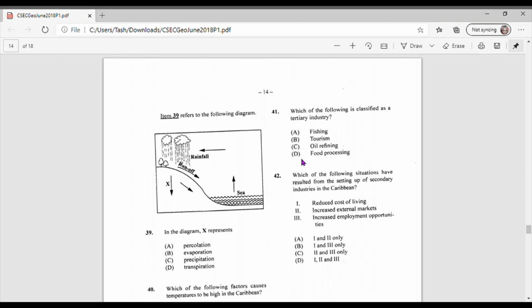Number 42. Which of the following situations have resulted from the setting up of a secondary industry in the Caribbean? 1. Reduced cost of living. 2. Increased external markets. 3. Increased employment opportunities. So which of them would have resulted from the setting up of a secondary industry in the Caribbean?